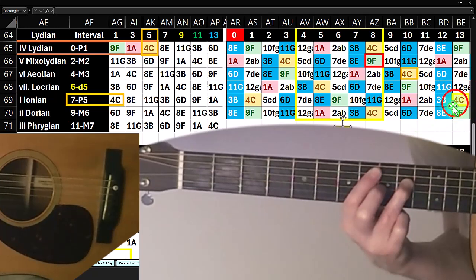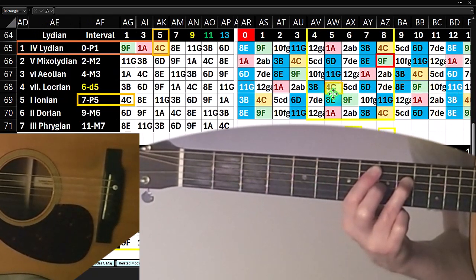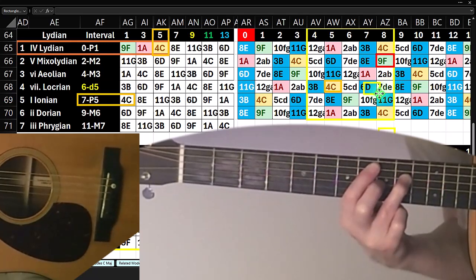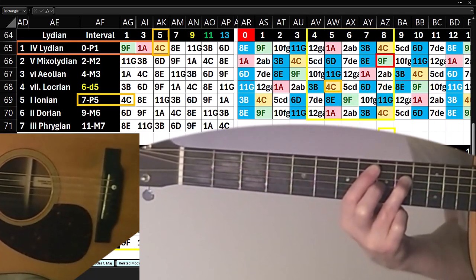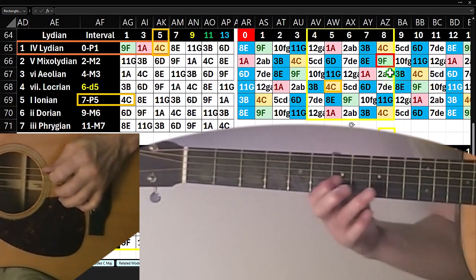All right then, let's go down to the next one. So we're going to go here. If I go down 2 strings, I'm going to say that's 5, 10, 9, 8, 7. Let's count it over here. So I'm right here. 5, 10, 9, 8, 7.